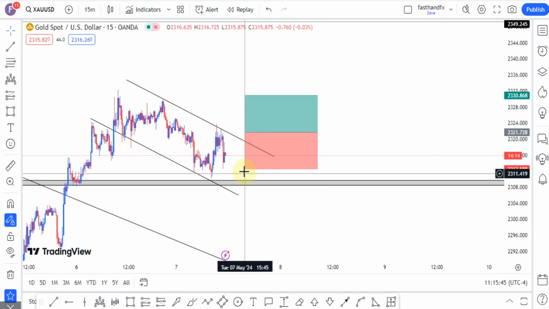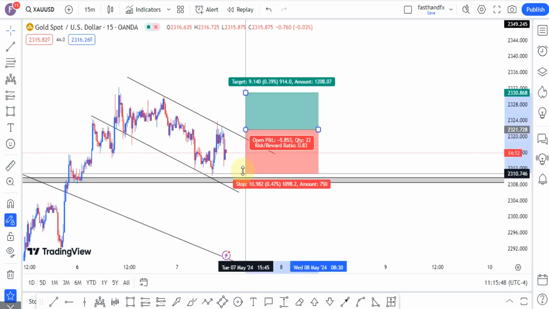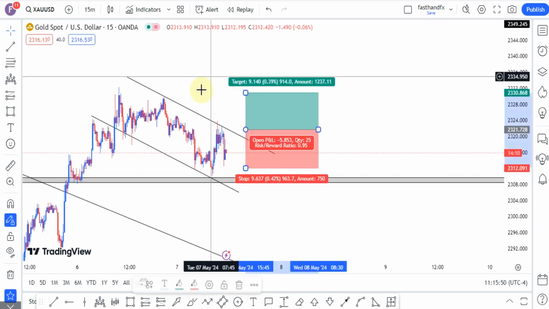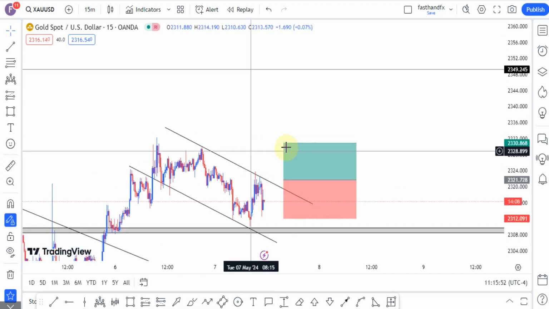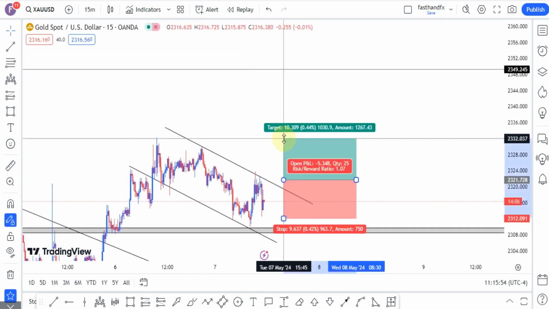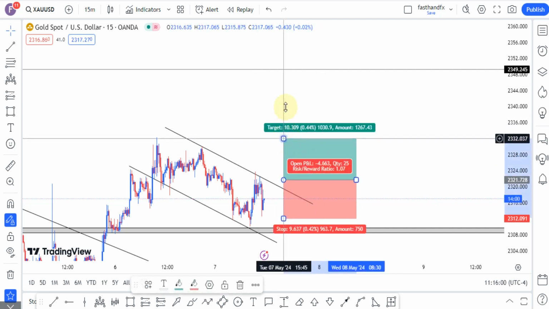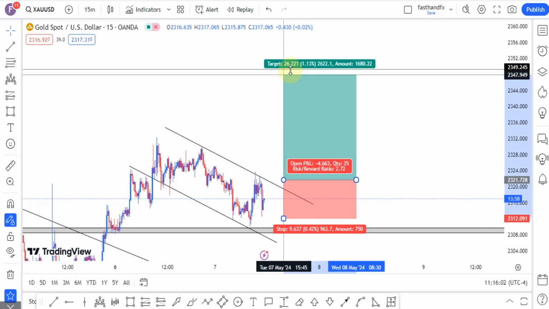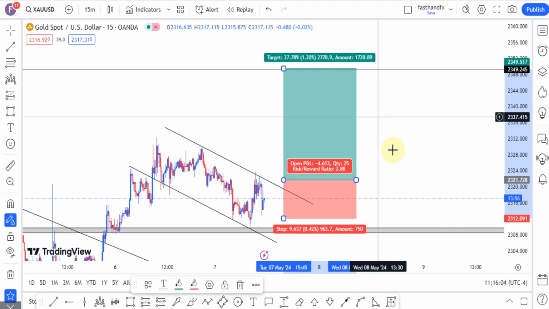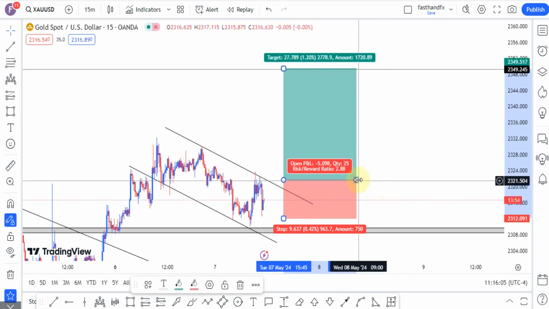Then maybe our stop loss will be just right below here, and our take profit one will be at this point, that's about 100 pips. Our take profit 2 will be around this area. That's around 277 pips.